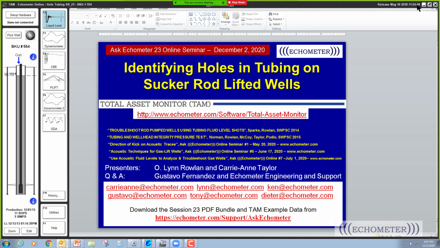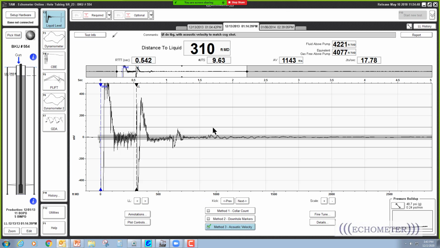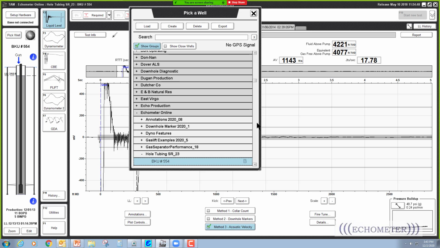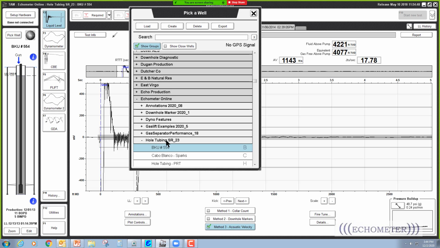All right. So I've got TAM opened right here, and if we go into TAM and I pick a well, and I go to Echometer Online, when you install the data and click on the example file that we have on the Echometer webpage, it's going to put the examples in Echometer Online in a folder called hole, tubing, and then sucker rod.